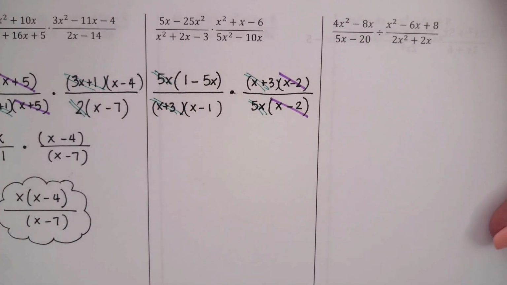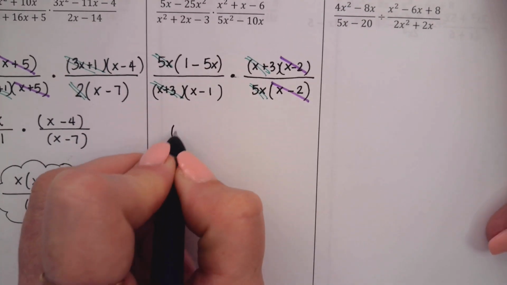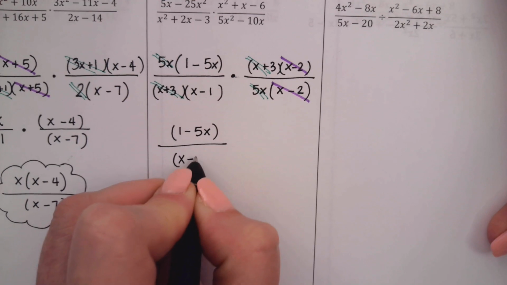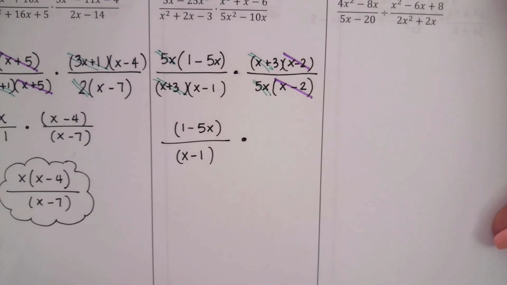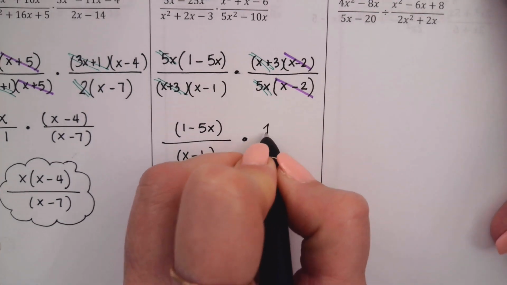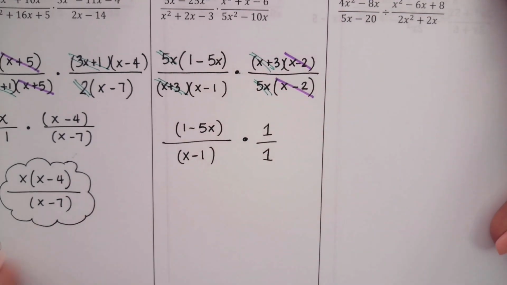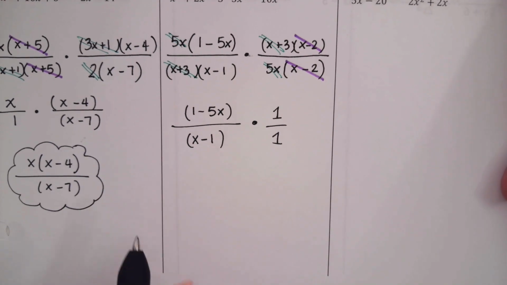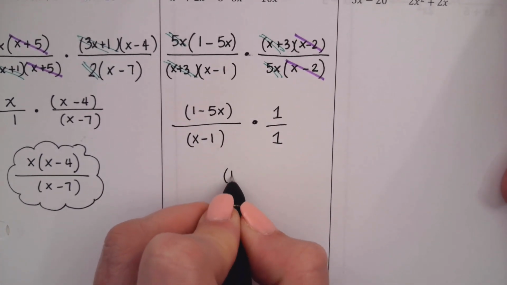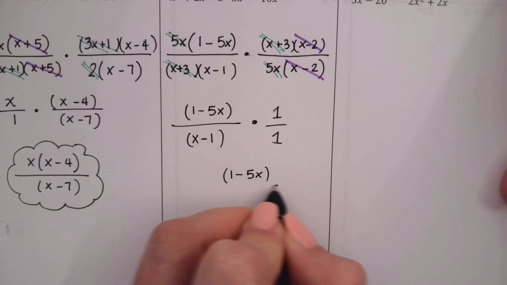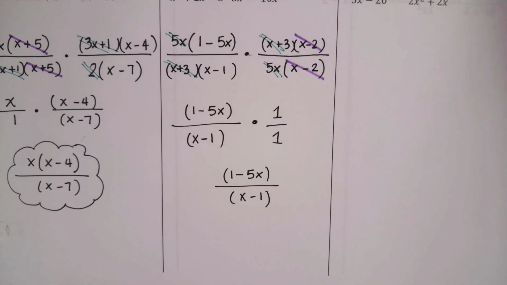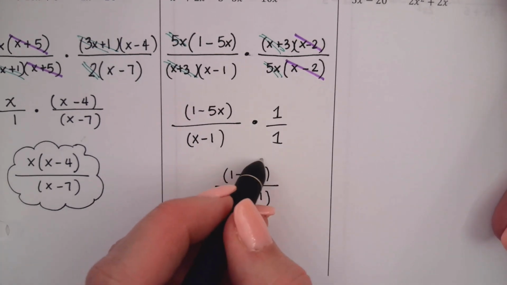Okay. So my first fraction, now I have 1 minus 5x over x minus 1. What is my second fraction? It's not 0. It's 1. It's technically 1 over 1, which is just 1. If it was 0, then everything would cancel. We don't want that to happen. So anything times 1 is just going to stay the same. On the numerator, we'll have 1 minus 5x. On the denominator, we'll have x minus 1. As long as x is not what number? 1, because then the whole thing will blow up.